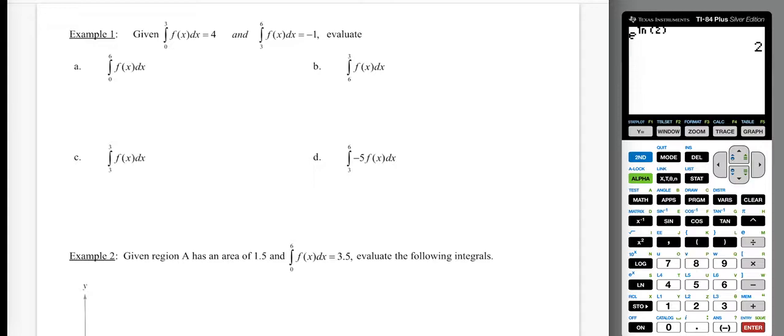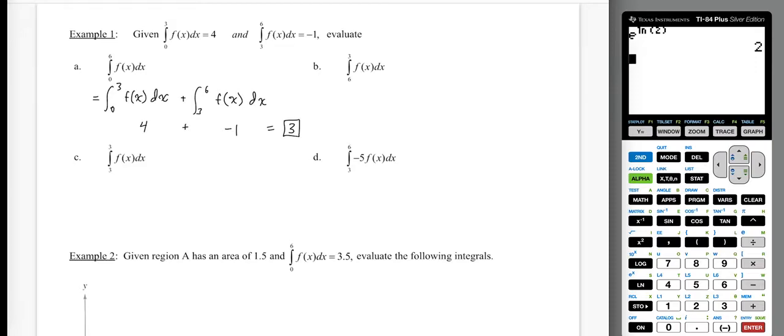So for example, if I were to take 0 to 3 of f of x dx and add to it 3 to 6, that would give me 0 to 6. 0 to 3, then 3 to 6. Put it all together, 0 to 6. So 0 to 3 has an area of 4. 3 to 6 has an area of -1. 4 plus -1 is going to give you a 3.